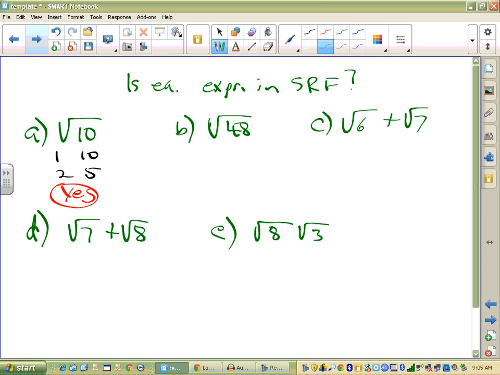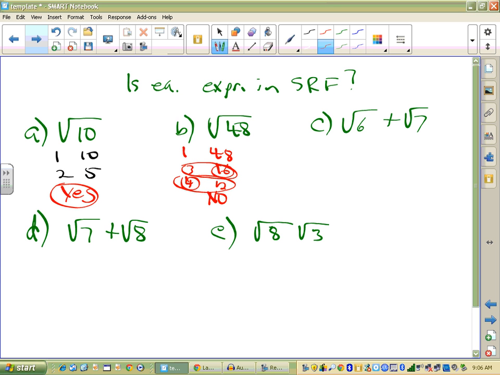So let's look at part B here. Is B in simplest radical form? I'm seeing people shake their head no. No is the correct answer, and the reason it's not is because there are perfect square factors bigger than 1. For instance, 16 and 3. 3 times 16. Because of that 16, it's not. Also, because of 4 times 12, it's not. Okay? So the one in part B is not in simplest radical form.